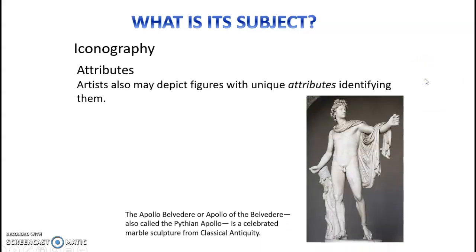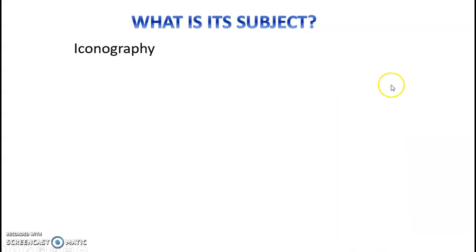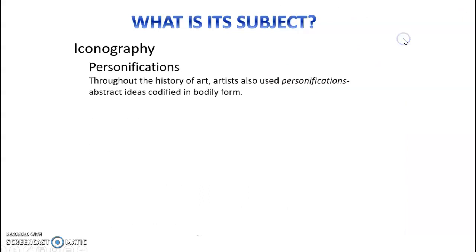Attributes. This is an example here of iconography. You have an archer, and because you have an archer, there's a good chance it's a Greek sculpture. It would be Apollo. The other thing too is with religious imagery, like the Annunciation. You see that a lot, and once you're familiar with what happened during the Annunciation, you can better understand the title.